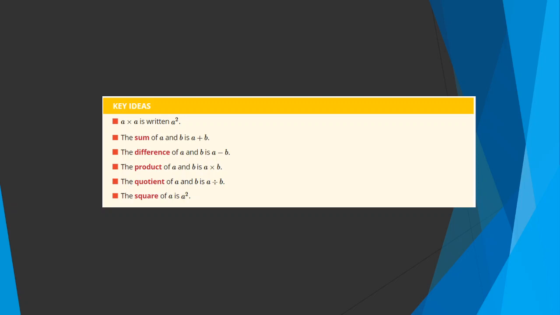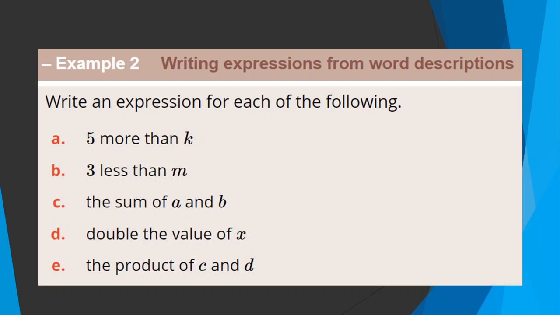And the square is when you multiply the same letter with itself, just like you would when you square 5. So if you're squaring 5, it's 5 times 5. If you're squaring 3, it's 3 times 3, and so on. So let's look at a few examples of how we can get word descriptions and turn them into algebra expressions.